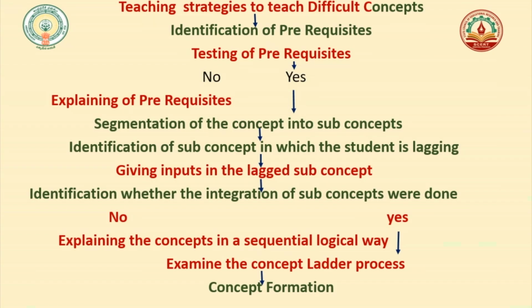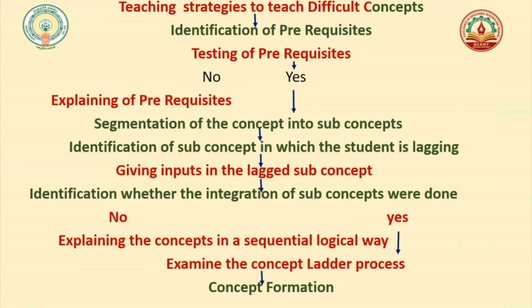difficult concept. After that, we have to test whether that previous knowledge is there in our children or not. If it is not there, we have to give some sort of supportive mechanism to our children. That is, the first one is the identification and testing of the previous knowledge and giving the supportive mechanism to the children. The second one is the segmentation of the concept into sub-concepts.